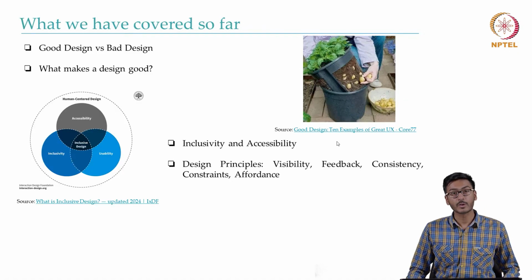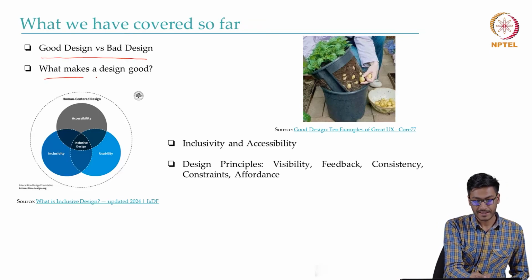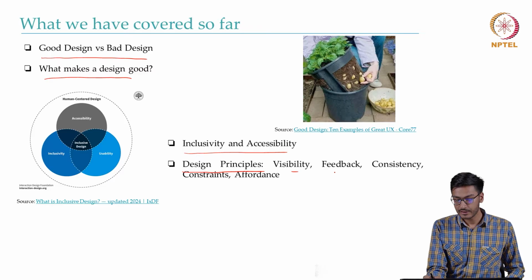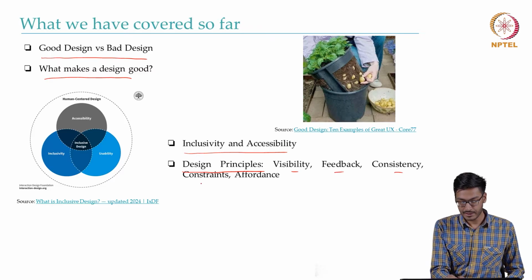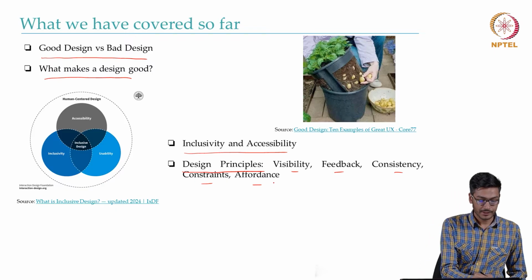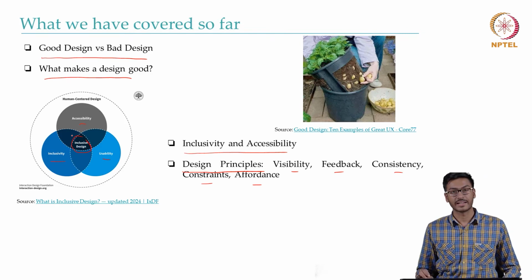First, we will be looking at what we have covered so far. So far, we have covered good design versus bad design, what makes a design good, which was followed by inclusivity and accessibility, and the design principles, including visibility, feedback, consistency, constraints, and affordance. And then we looked at how inclusivity, accessibility, along with usability, come together to form an inclusive design.